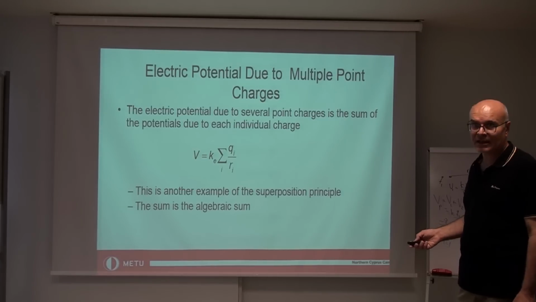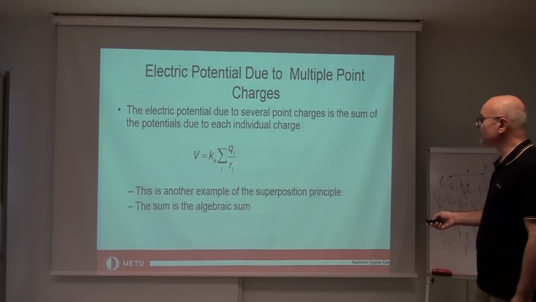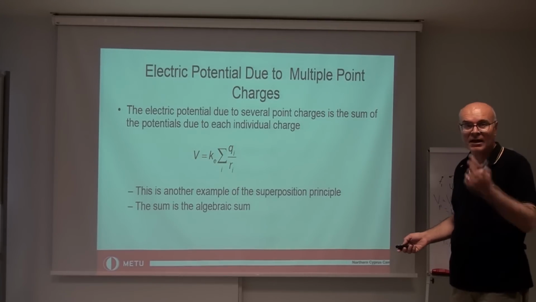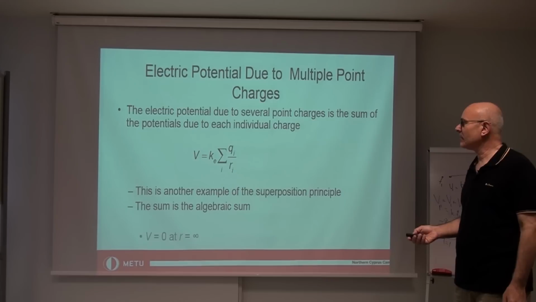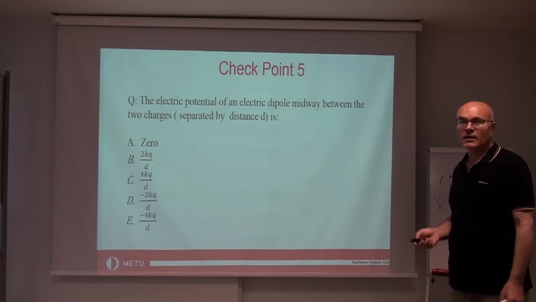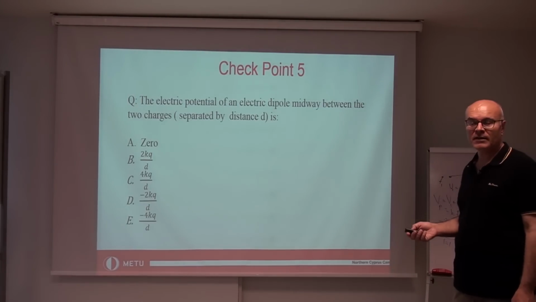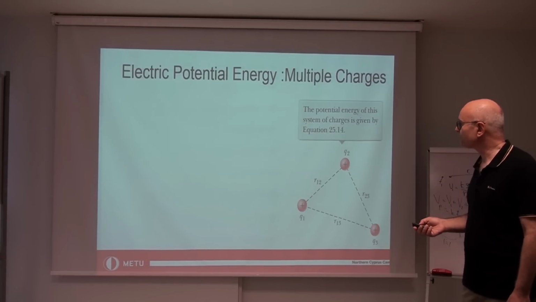The summation, again, keep in mind, is just a scalar sum. Each of these terms here is a scalar, just a number, and it can be positive or negative depending on the sign of this Q. Okay, try to apply this to find the electric potential for an electric dipole.